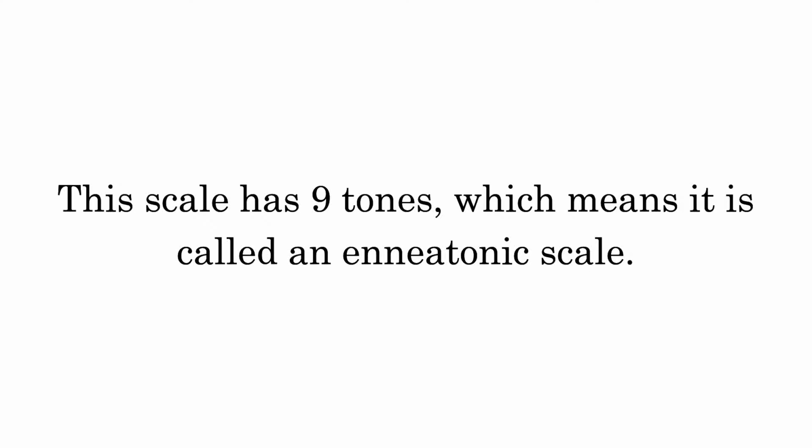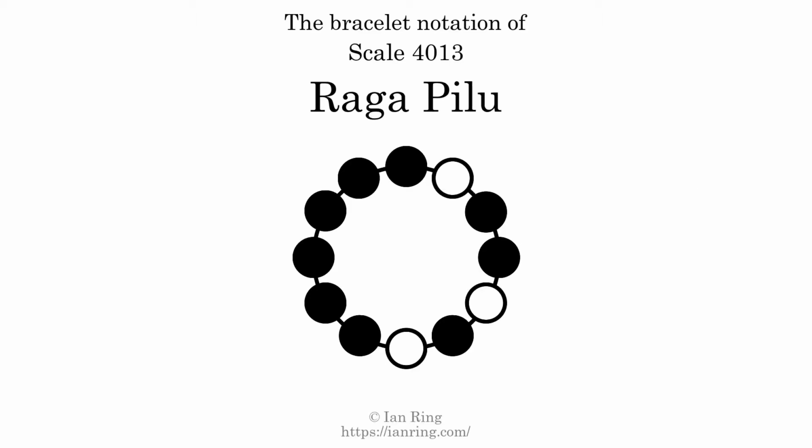This scale has 9 tones, which means it is called an enneatonic scale. This is a bracelet notation diagram of scale 4013. The shaded circles represent tones that appear in the scale, and they are read clockwise, starting at the top.